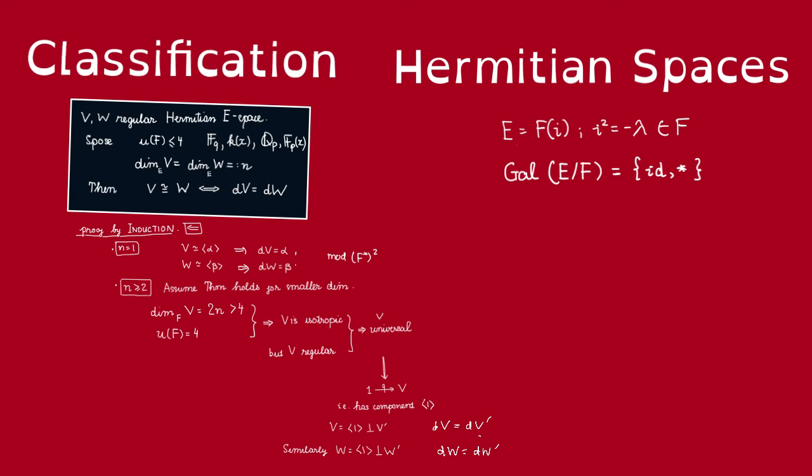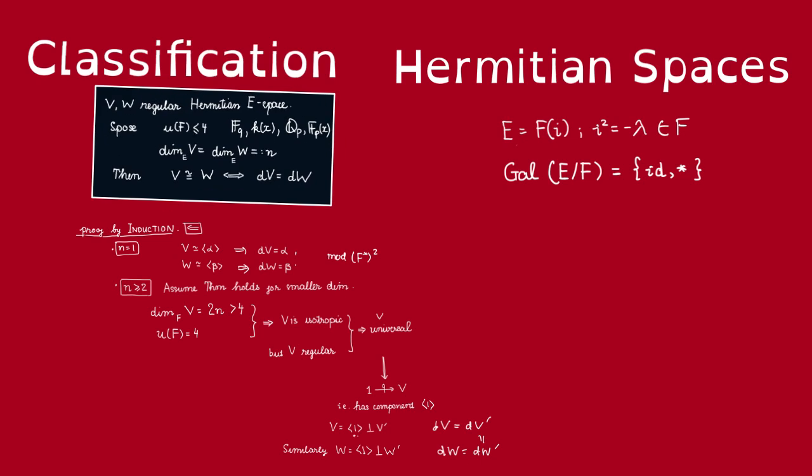So this means that the discriminant of V prime and the discriminant of W prime must be the same, and so V prime and W prime must be isometric. We don't need to specify if it's isometric as Hermitian E-spaces or quadratic F-spaces because of Jacobson's theorem. So when V prime and W prime are isometric and these components are isometric, then V and W must be isometric. So we see that for regular Hermitian E-spaces over such a field F, if they are of the same dimension, then they are isometric if and only if they have the same discriminant.